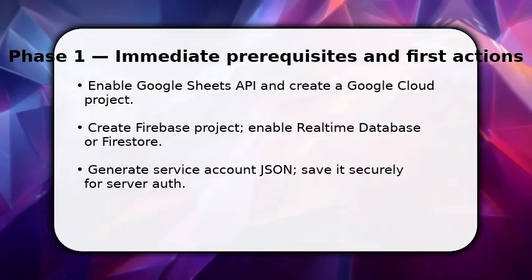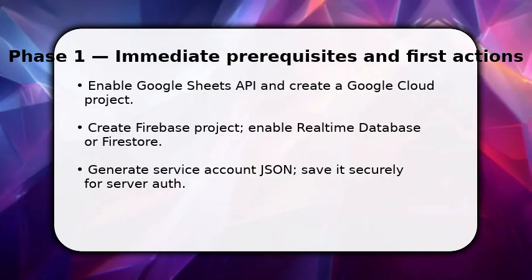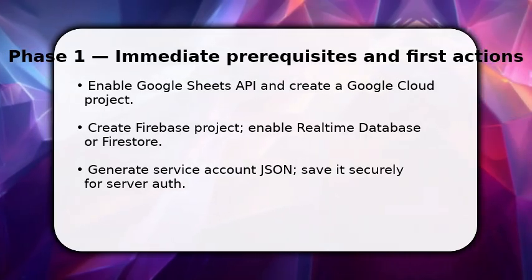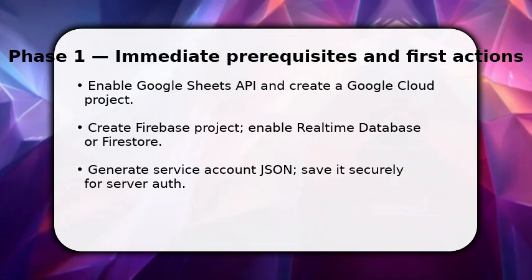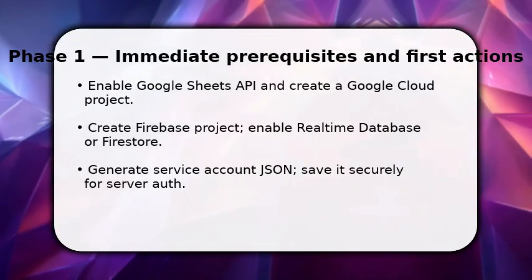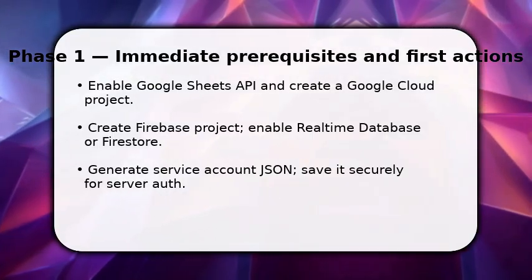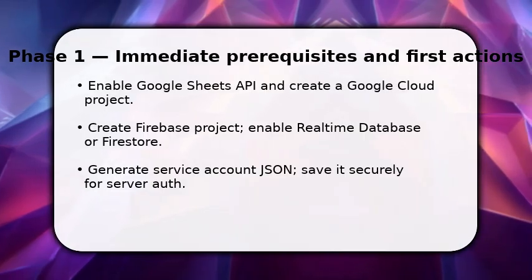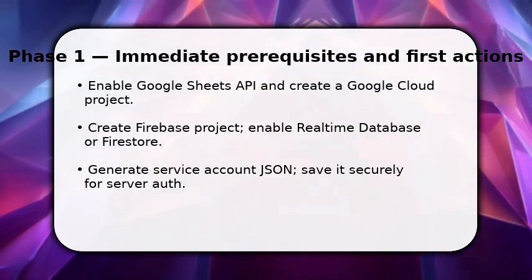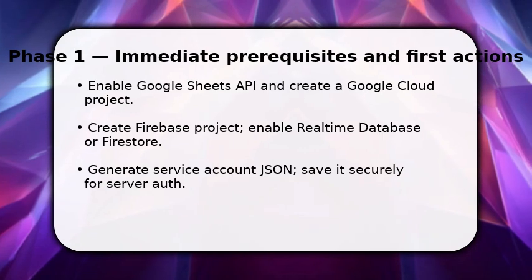Next, enable the Google Sheets API in the Cloud Console so your app can read and write sheets. Once done, set database rules to allow authenticated access. Make sure to restrict to your service account to prevent open access. This gets you poised to wire sheets to Firebase securely.